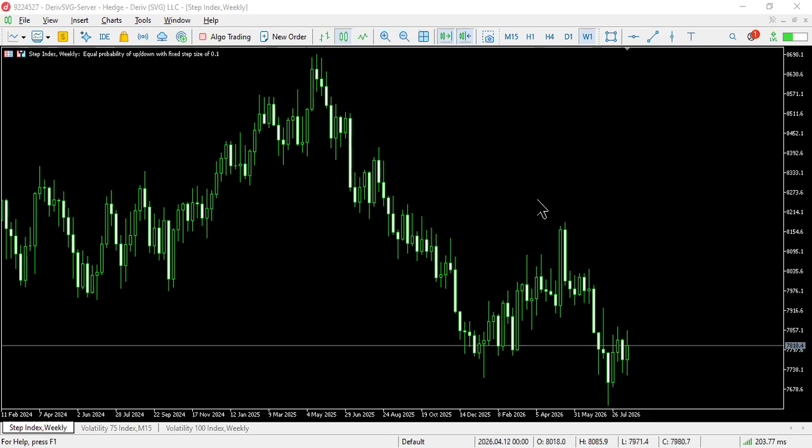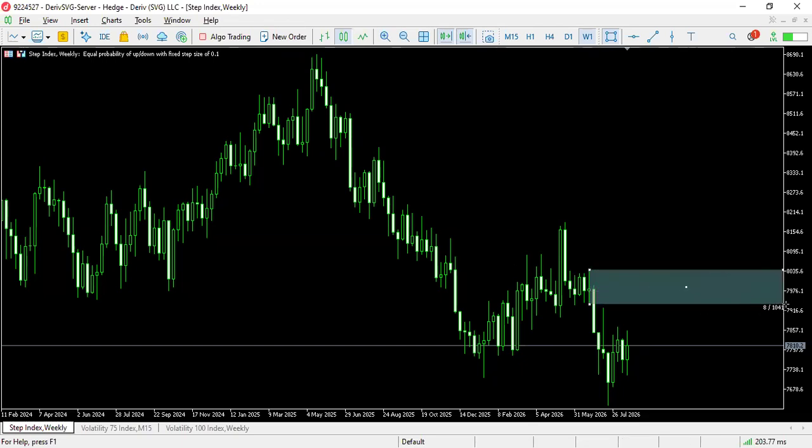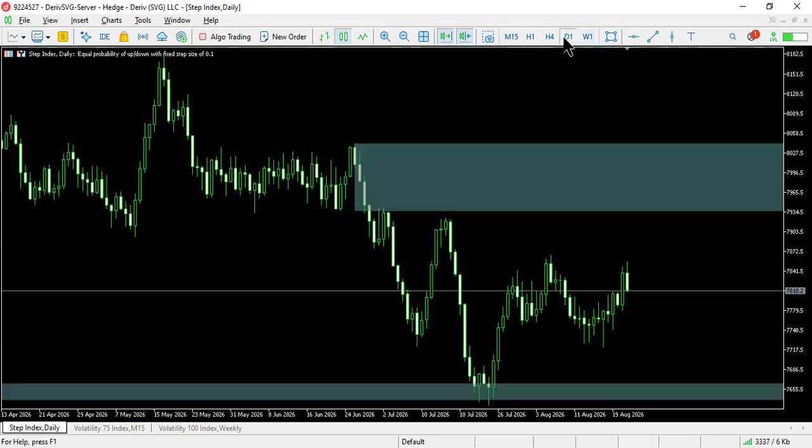From the weekly time frame, we can see step index is bearish as it's forming lower lows and lower highs. Therefore, marking my key levels, we have a supply zone right there. And then down here, we have a demand zone. Heading over to the daily time frame.